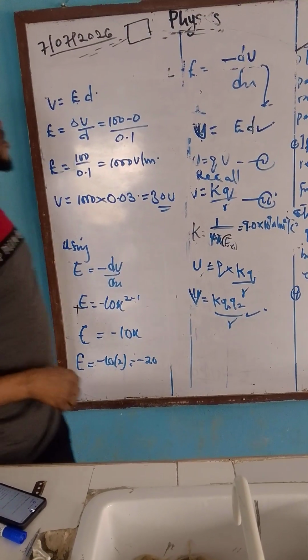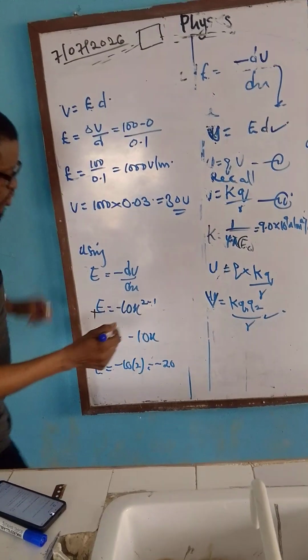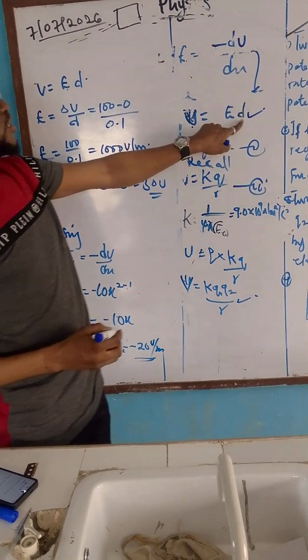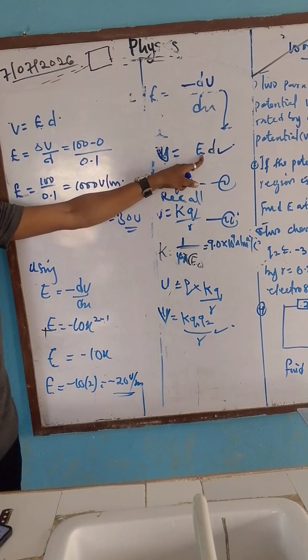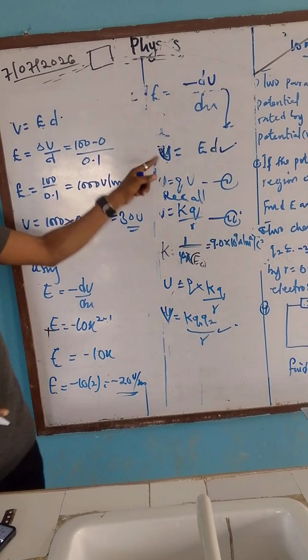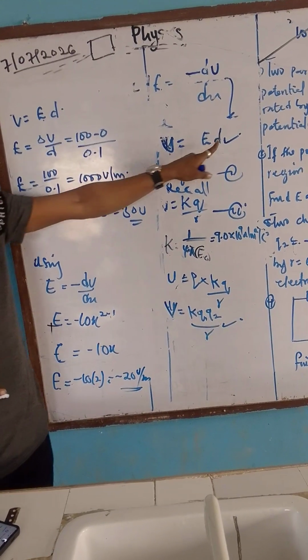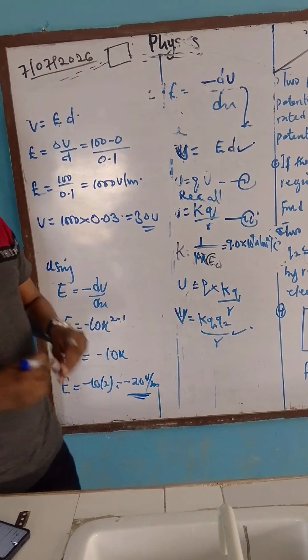Let's look at the unit. The unit can be volts over meters, so I have V per meter. I derive the unit here. By the time you divide by D to make E the subject, I'll be having E equals V over D. So the unit for V is volts, and that of distance is meters. So this is where we are going to stop.